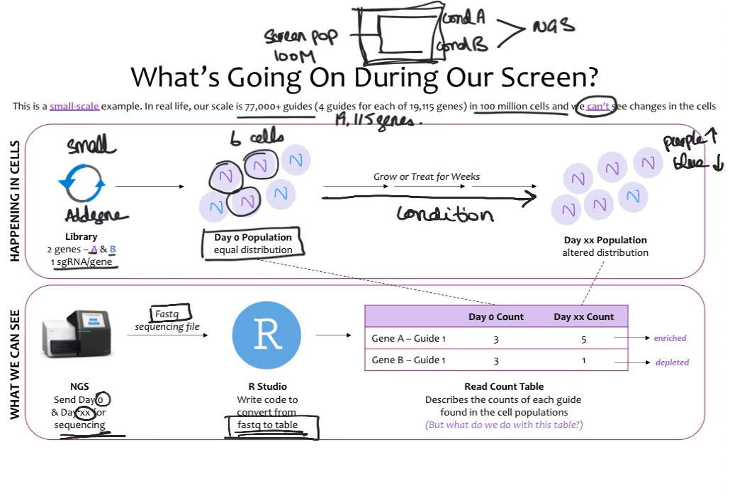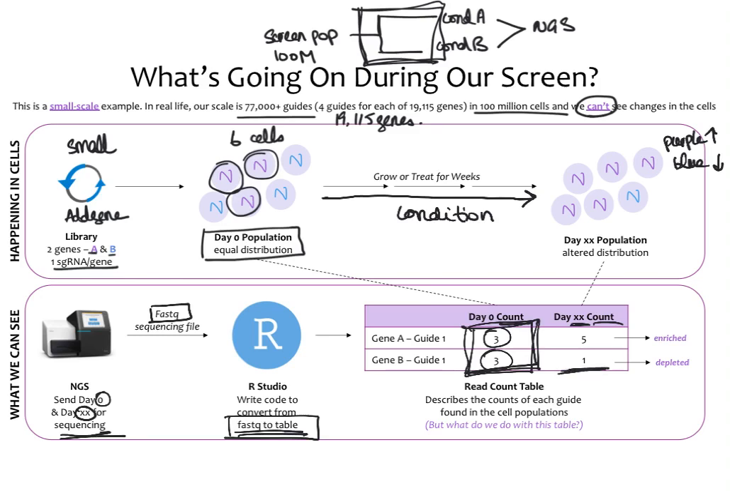And when you convert it to a table, it's gonna give you the counts. It's gonna tell you how many cells had the guide for gene A and how many cells had the guide for gene B at day zero versus your final day of your screen. And we know that it should have the same number when we sent it, because we just infected the cells. We infected every cell with the same amount of each guide. So we know that it should be 3 and 3 when we sent it.